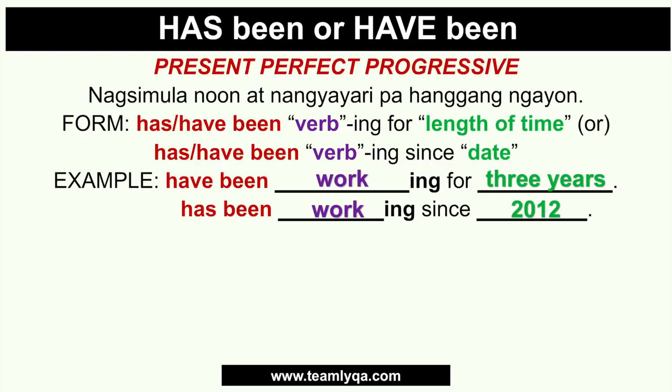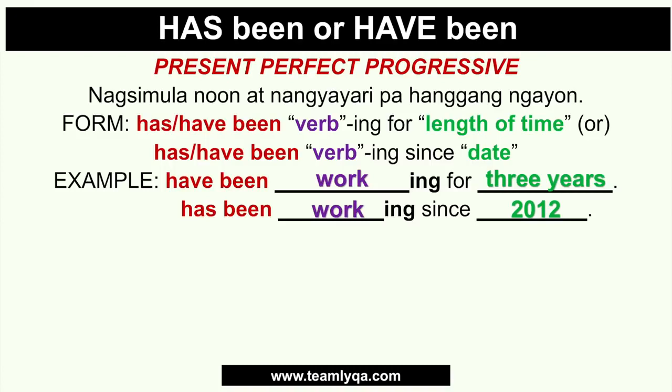So, ito yung kadugtong ng sentence. You have a subject in the beginning. Again, kung hindi flip yung sentence mo, no? So, blank have been working for 3 years or blank has been working since 2012. Ngayon, yung have tsaka has dyan, interchangeable yan ha. So, ibig sabihin pwede rin na has been working for 3 years, pwede rin have been working since 2012.